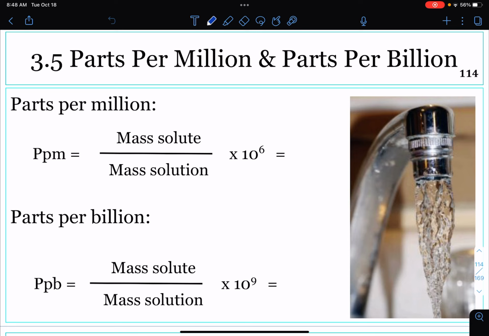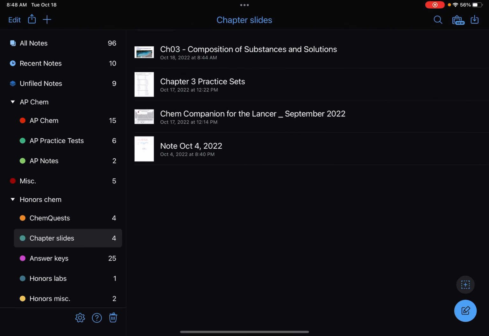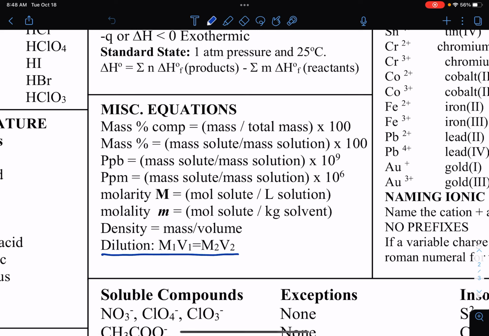We calculate these quantities using mass of solute over mass of the solution, then multiplying either by 1,000,000, or 10 to the 6 for parts per million, or 10 to the 9 for parts per billion. Remember, the solute is the component that is dissolved in the solvent, and it is the component there is less of. The solution is both the solute and the solvent together. Let's find both of these equations on our periodic table. They're in our miscellaneous equations box, parts per billion and parts per million.